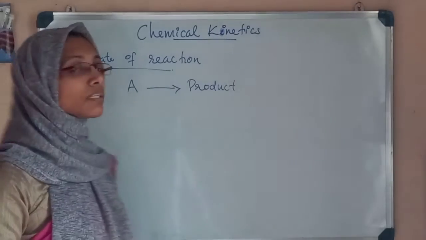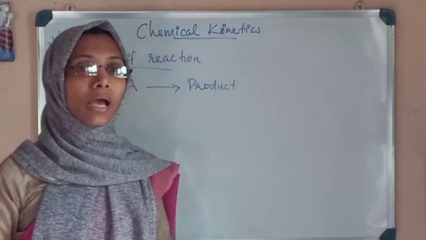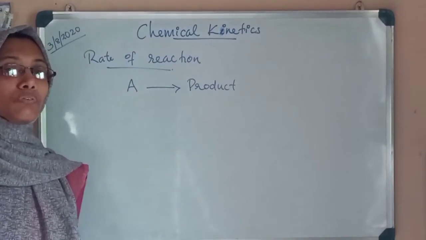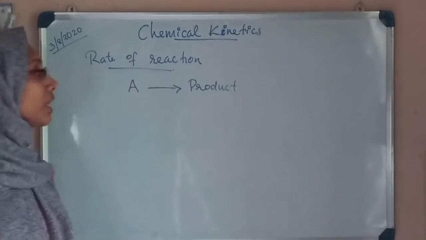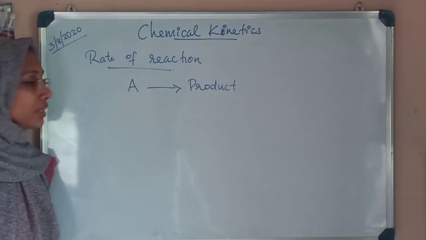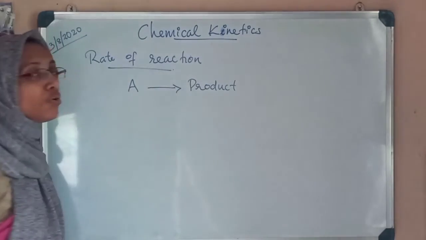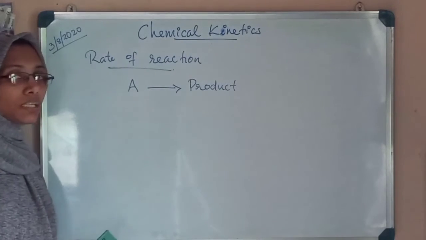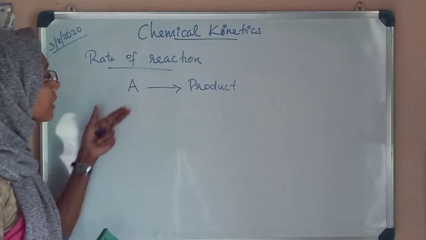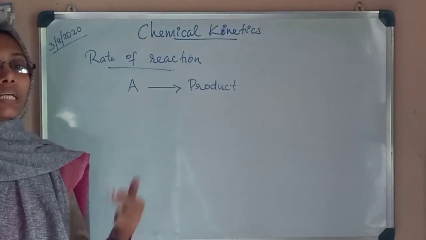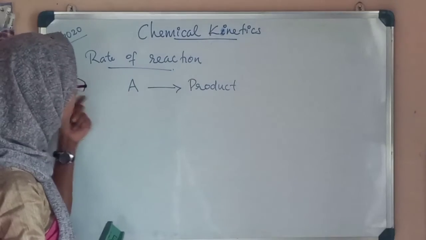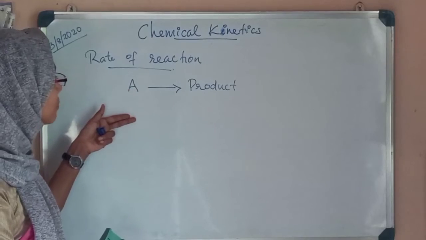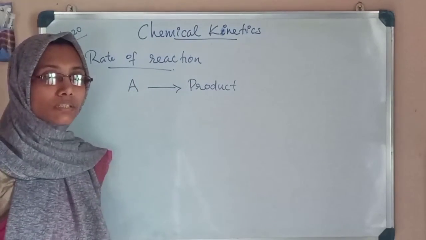Chemical kinetics is the study of the rate of the reaction and the factors depending on the rate of the reaction. Rate of reaction means the speed with which a reaction can proceed. Consider a hypothetical reaction in which the reactant A is converted into product. Then as the reaction proceeds, the concentration of the reactant A decreases and the concentration of the product increases. That is, as the reaction proceeds, A is converted into product. So the concentration of A decreases with time and the concentration of product increases with time.